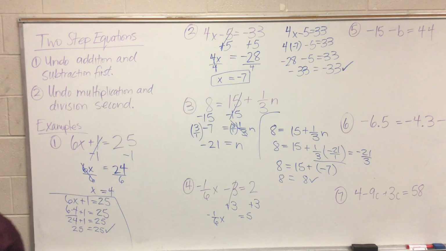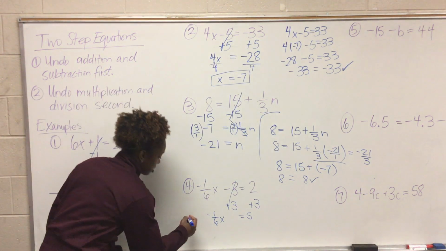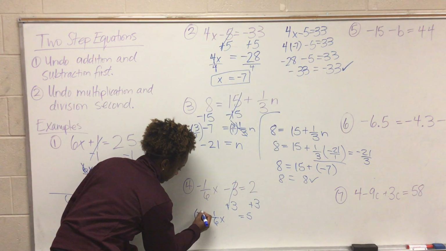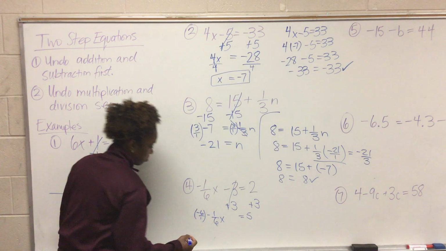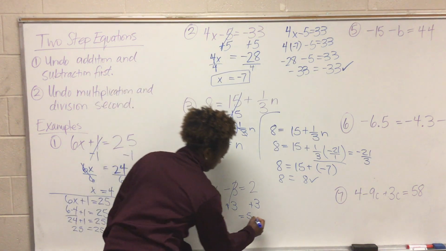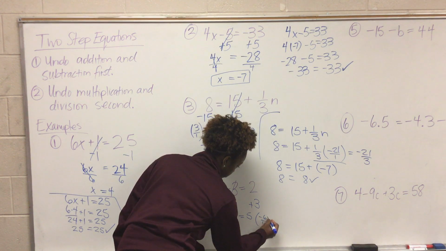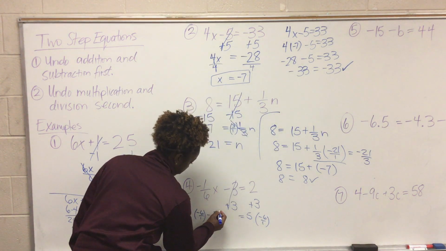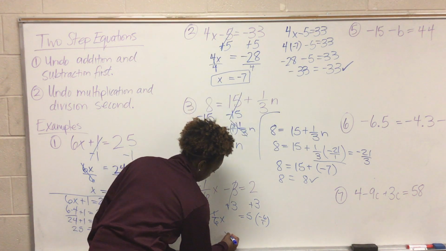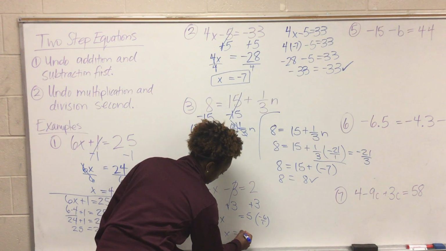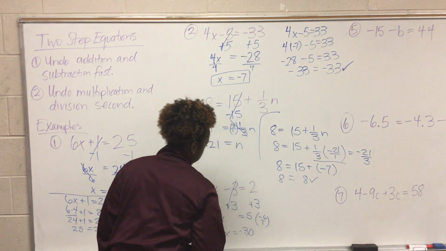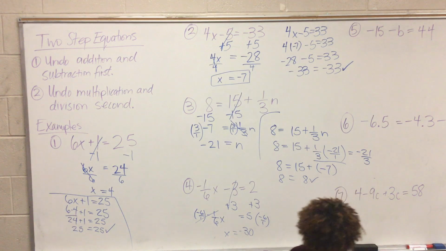This is a rational coefficient, which means the coefficient, or the number attached to the variable, is a fraction. So I'm going to multiply by the reciprocal. It's negative 6 over 1, or just negative 6. This cancels out. So I have x equals negative 30. And of course I have to check it.